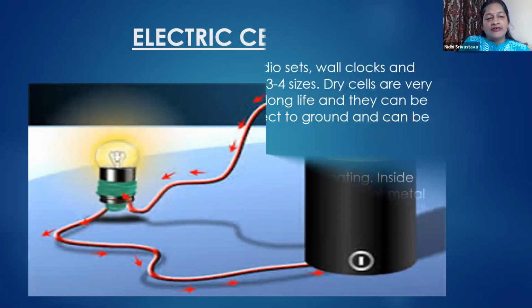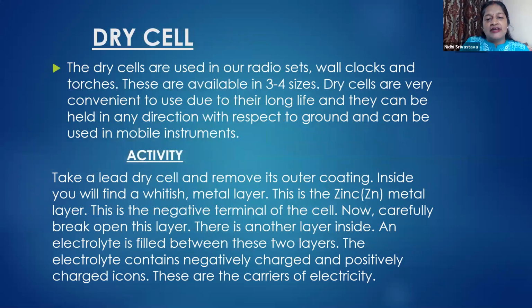Dry cell. Dry cells are used in our radio sets, wall clocks and torches. These are available in 3-4 sizes. Dry cells are very convenient to use due to their long life, and they can be held in any direction with respect to the ground and can be used in mobile instruments.